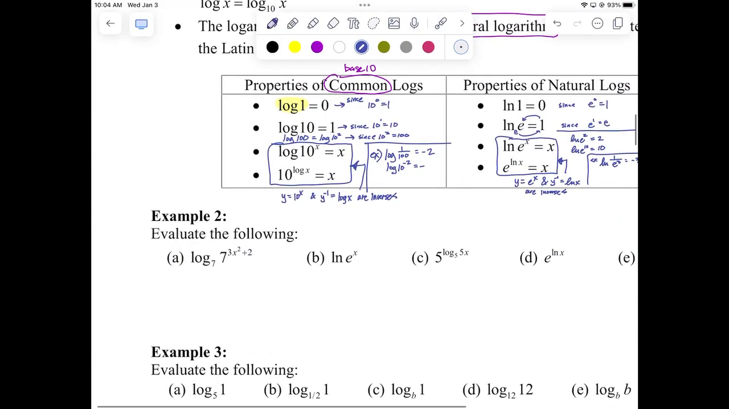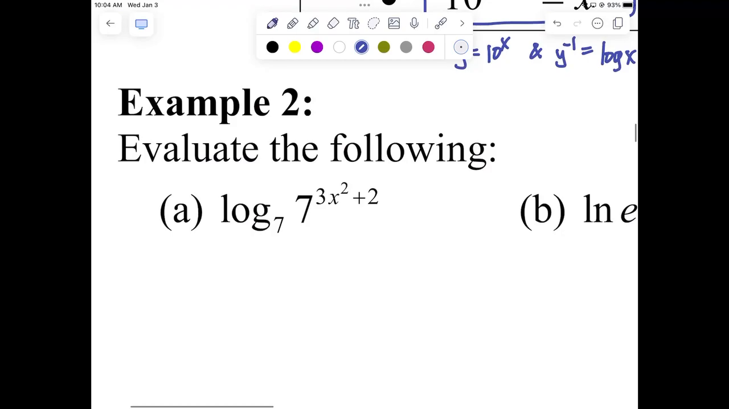All right, we're ready for example 2 now. Evaluate the following. What is log base 7 of 7 to the 3x squared plus 2 power? It's 3x squared plus 2. We start with 3x squared plus 2, exponentiate base 7, and then take that result, whatever it is, and log it base 7. We're right back where we started with 3x squared plus 2. It's just the exponent, since the bases are the same.